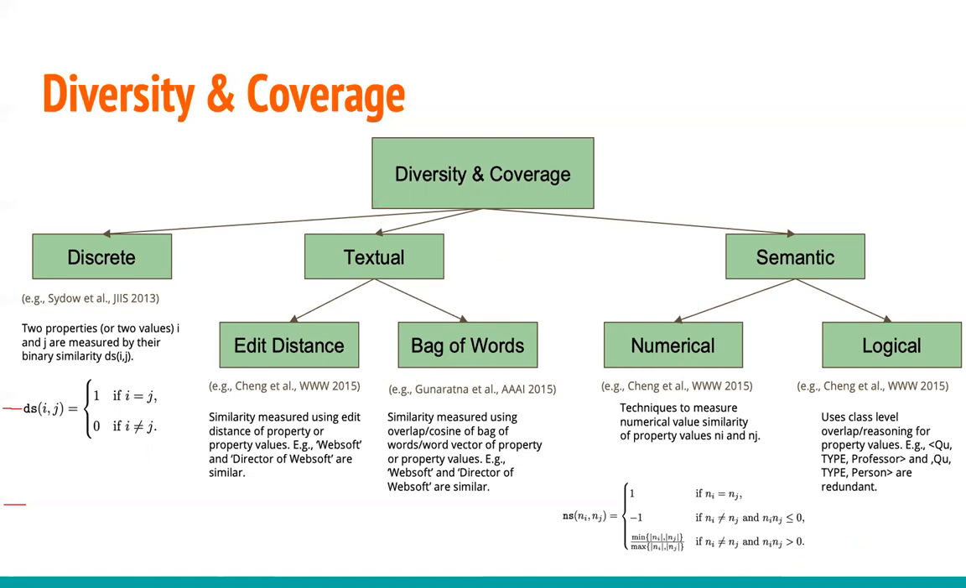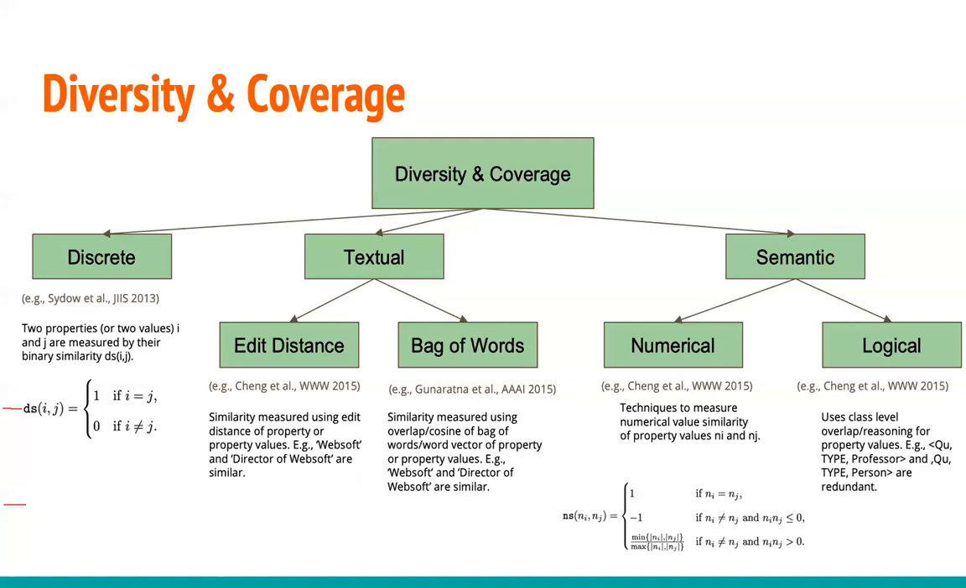Another way of measuring textual diversity, or in a sense similarity, is you get the bag of words for each property or property value, and then you measure the overlap. The higher the overlap, the more similar they are, so you should not be selecting them. For example, WebSoft and director WebSoft again is going to be similar because if you just split them into words, they have a clear overlap.